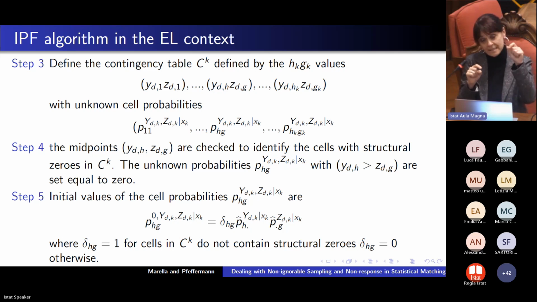That is, we have to put 0 in the cells that don't satisfy the constraint, that is, we insert 0 in the cells where y is larger than z, and clearly we consider the midpoint of the variables. For the remaining cells' probability, we define the initial values according to this expression. This means that we introduce a quasi-independence assumption. That is, this is the product between the two marginals, the marginal of y given x and the marginal of z given x.